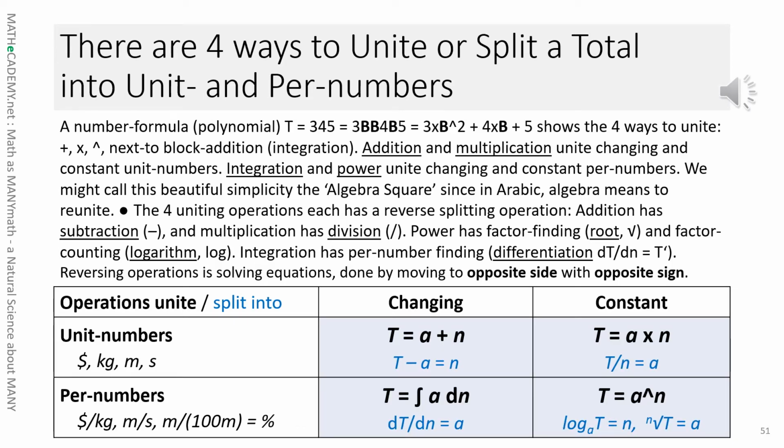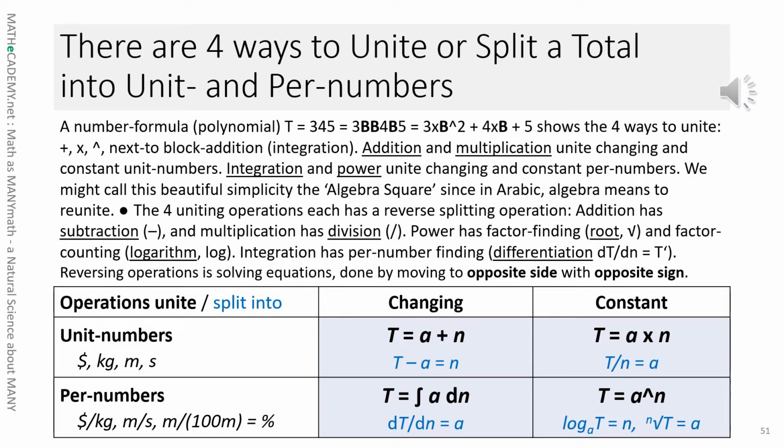There are 4 ways to unite, or to split a total. A number formula T equals 345 equals 3 bundle 4 bundle 5 is called a polynomial. It shows the 4 ways to unite: addition, multiplication, power, and next-to block addition, also called integration. Addition and multiplication unite changing and constant unit numbers. Integration and power unite changing and constant pair numbers. We might call this beautiful simplicity the algebra square, since in Arabic, algebra means to reunite.